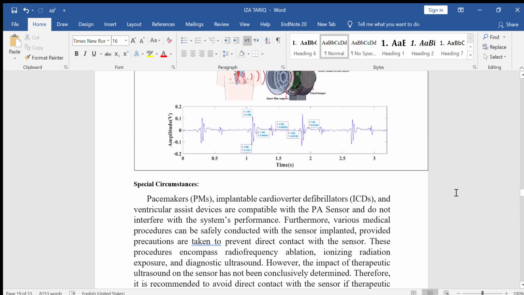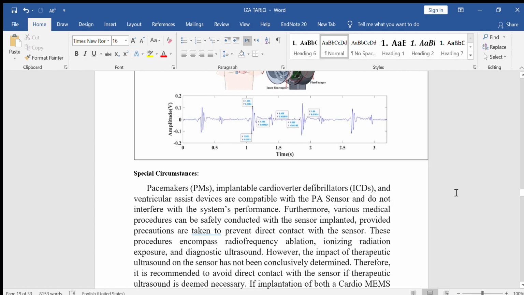Special circumstances: pacemakers, implantable cardioverter defibrillators (ICDs), and ventricular assist devices are compatible with the pulmonary artery sensors and do not interfere with the system performance. Furthermore, various medical procedures can be safely conducted with the sensor implanted, provided precautions are taken to prevent direct contact with the sensor.